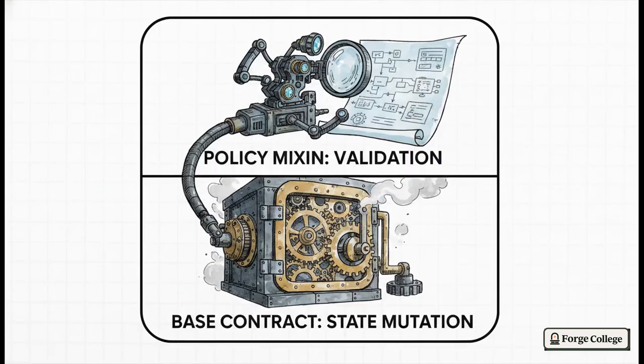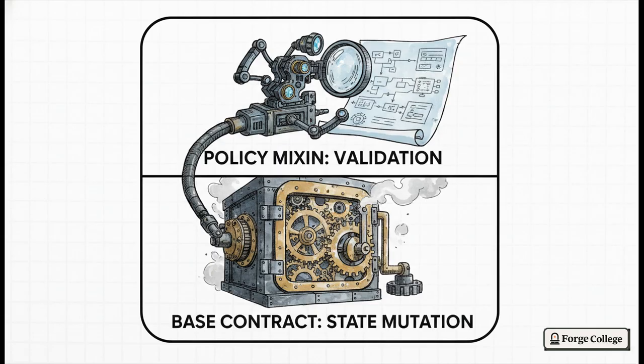So how does this actually work in practice? Let's take a function like canMint. By exposing this hook, your policy mixin plugs right in and does all the heavy lifting of validation, checking the allow list, verifying the time window, leaving the base contract to simply execute the raw state mutation.